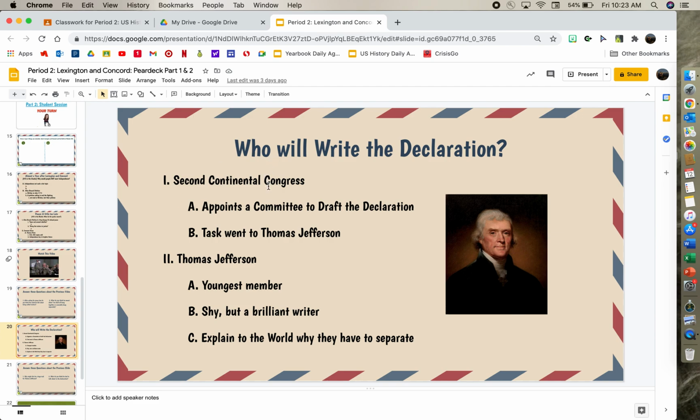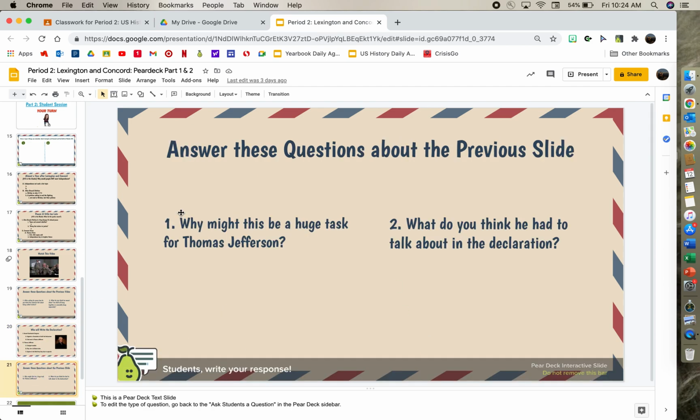For this one, you're just going to read what it says, and it's talking about who's going to write the Declaration of Independence. And then for this question, you're going to answer these 2 about Thomas Jefferson and the writing of the Declaration of Independence. So why might this be a huge task for Thomas Jefferson? And what do you think he had to talk about in the Declaration?